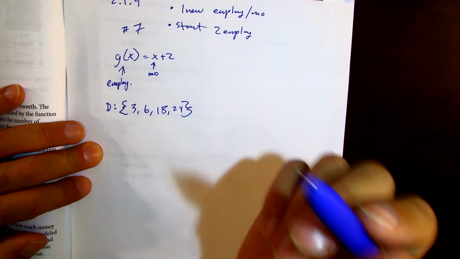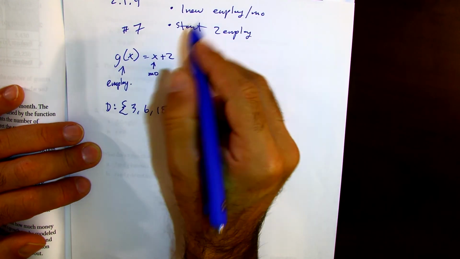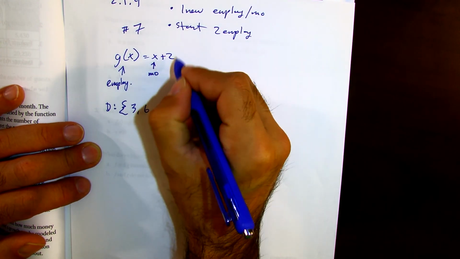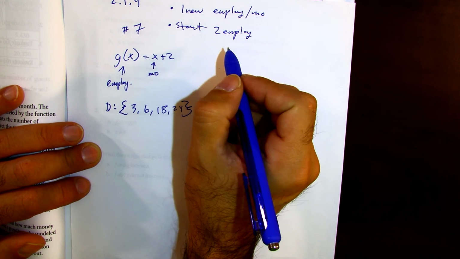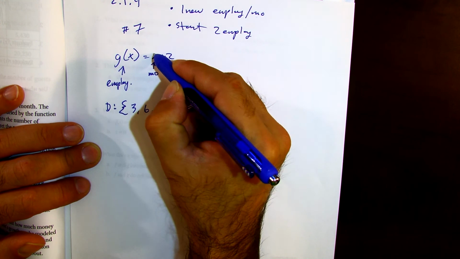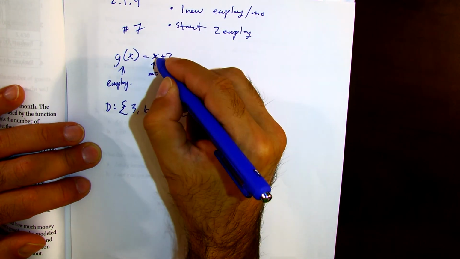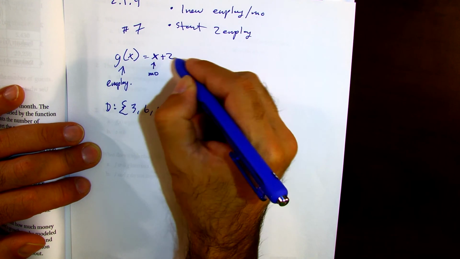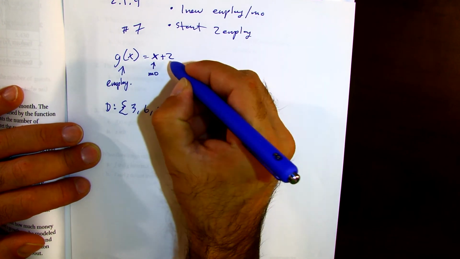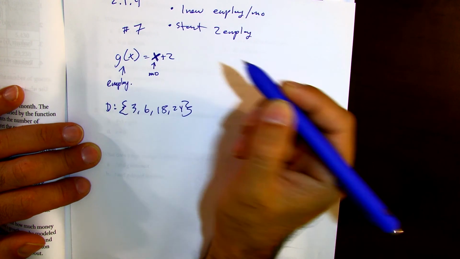Look, this makes sense too, right? 1 new employee a month, and it starts with 2 employees. So the plus 2 is the constant. We started with 2 employees. X is the number of months, and since it's 1 new employee per month, after 1 month I would have 3 employees. After 2 months, I'd have 4 employees because we start with 2, and we're adding 1 employee per month.